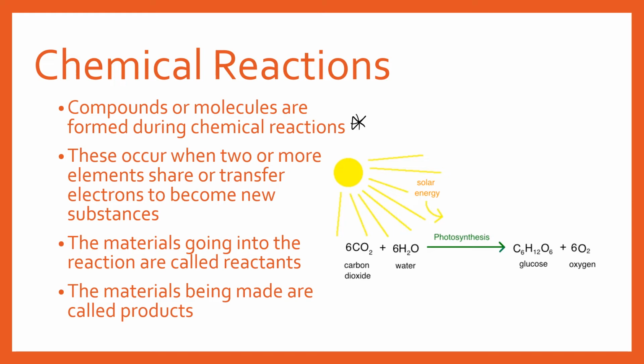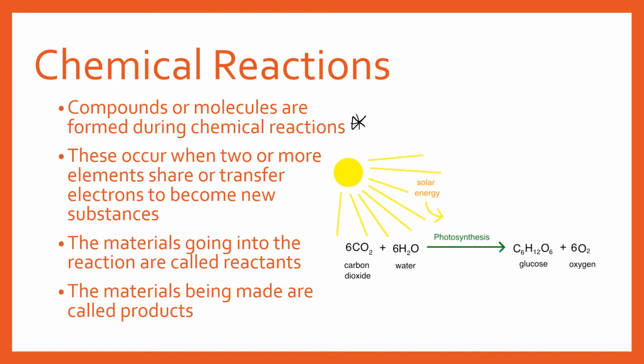And when they do this, they can interact kind of like different Lego pieces fitting together or puzzle pieces fitting together to create entirely new substances. So the materials that go into the reaction are called the reactants. The way I remember this one is the reactants want to react. The materials made at the end are called the products. So your finished product is what you get at the very end of all your hard work.